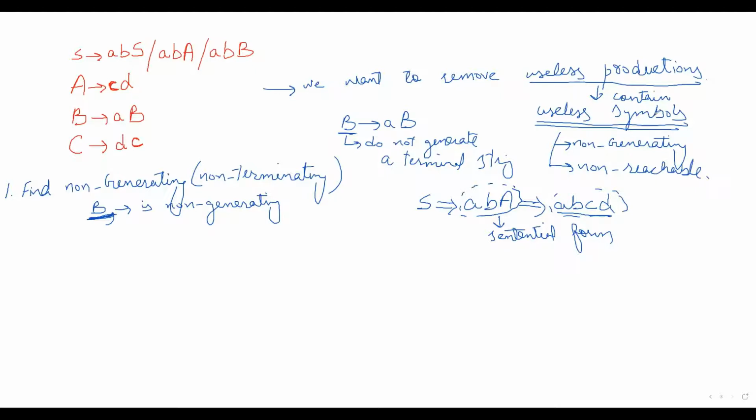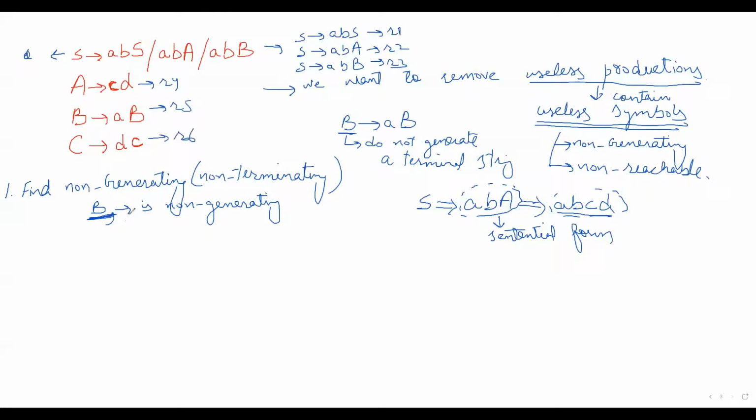When B is non-generating, as I have said, it is a useless symbol, and the productions that contain useless symbols are useless productions. Which productions contain this particular symbol? Let's say rule 1 can be written as S gives ABS, S gives ABA, and S gives ABB. Let's say this is rule 1, this is rule 2, this is rule 3, this is rule 4, this is rule 5, and this is rule 6.